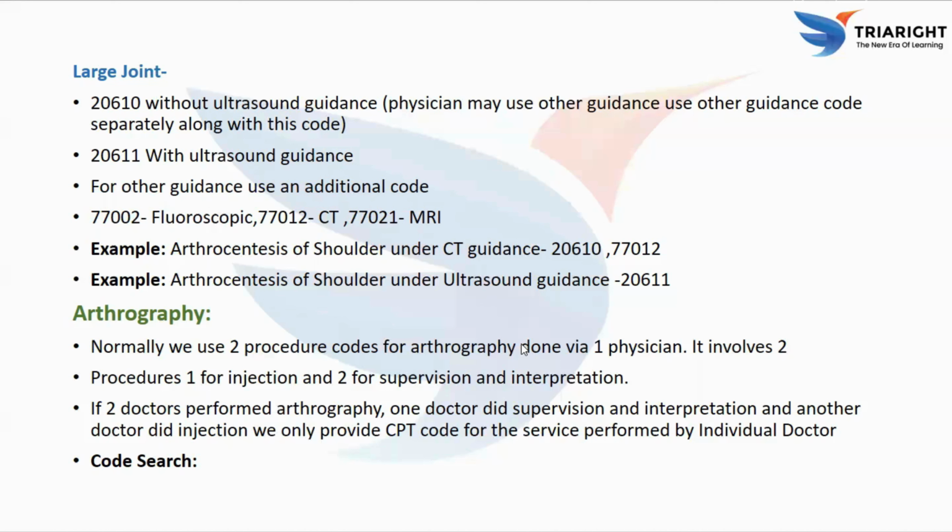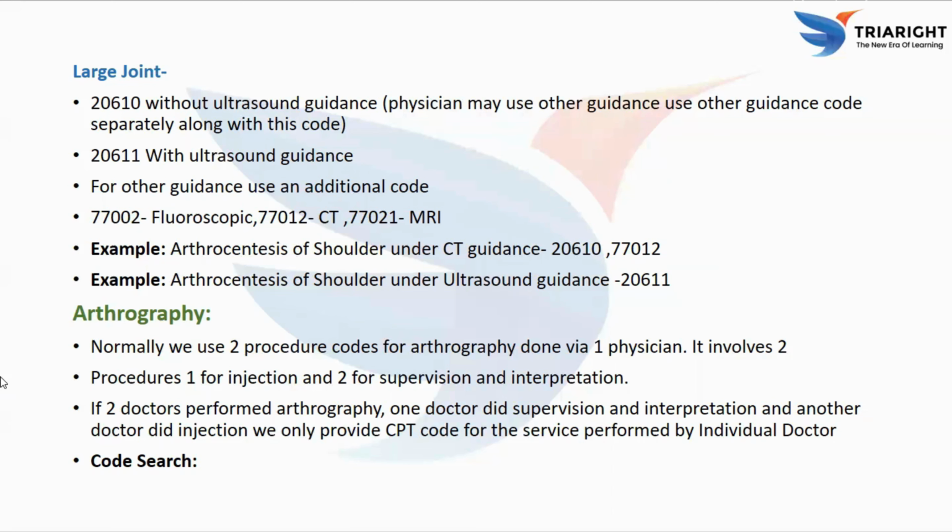So, arthrocentesis of the shoulder under CT guidance. Here is an example. For arthrocentesis of shoulder, you have to assign the code 20610 for large joint, and no ultrasound guidance is performed. There is only CT guidance performed, hence assign the code 77012 for CT guidance. And the second example is arthrocentesis of shoulder using ultrasound guidance. As ultrasound is included in the 20611 code, you have to assign the code 20611 only.